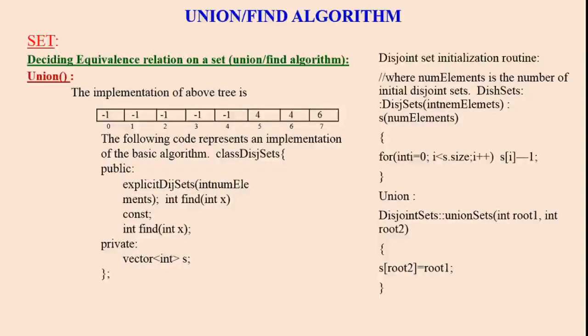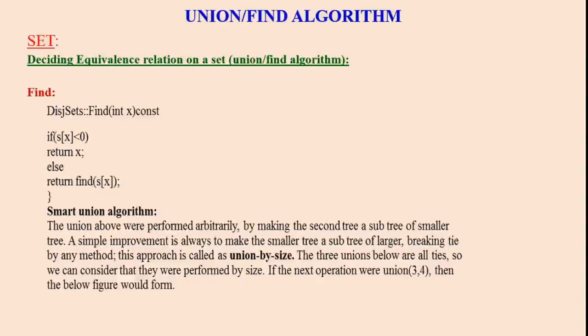Here is a sample program that represents an implementation of the basic algorithm that we already discussed. Next one is the smart union algorithm. This algorithm works by making the second tree a subtree of the smaller tree. Here a small improvement is always to make the smaller tree a subtree of the larger tree.